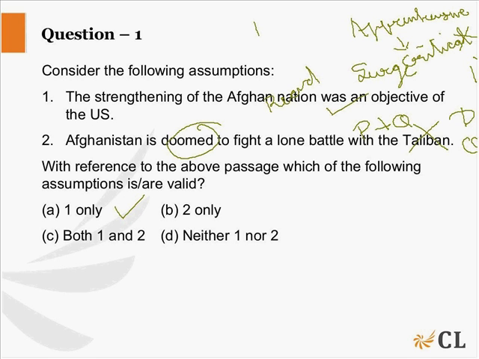Second says, Afghanistan is doomed to fight a lone battle with the Taliban. If you look at this, I said that the tone of the author was apprehensive. It was marked with some kind of a fear, but under no circumstances was it critical. And if you look at the word doomed, it is a negative word, right? So this word doomed leads me to a tone which is critical, which was not the case in the passage. That tone was apprehensive, but it was not at all critical, right? So I hope that answers question number 1.